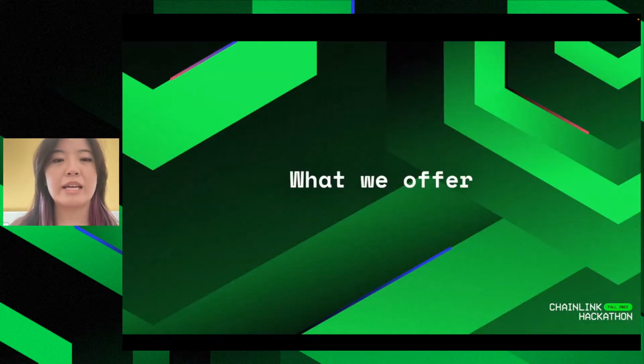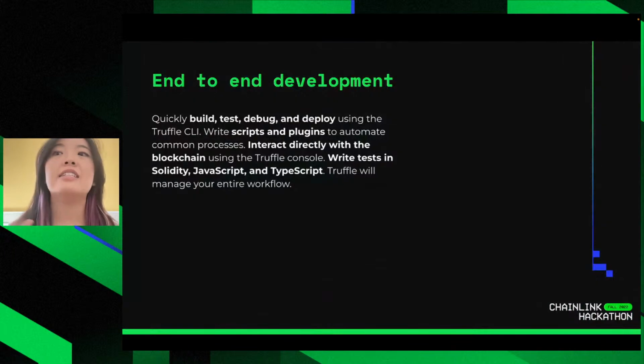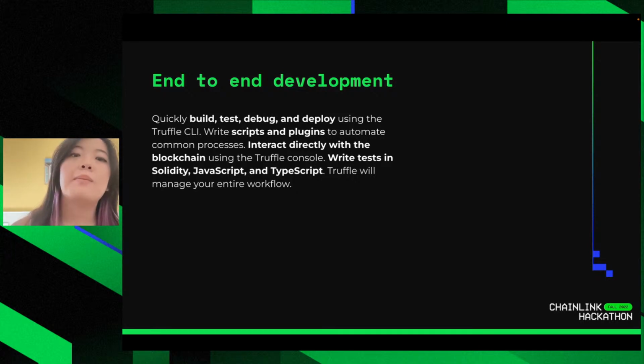So what that means is we offer you an end-to-end development lifecycle. So when you're building your smart contracts, you need to manage the entire flow, right? So that's building it, testing it, debugging it, and then deploying it as well to your various live testnets, locally, etc. With Truffle, we also offer the ability to write scripts as well as plugins.